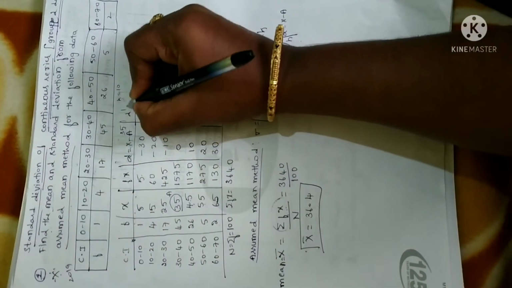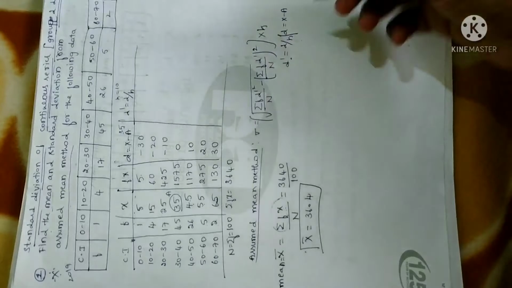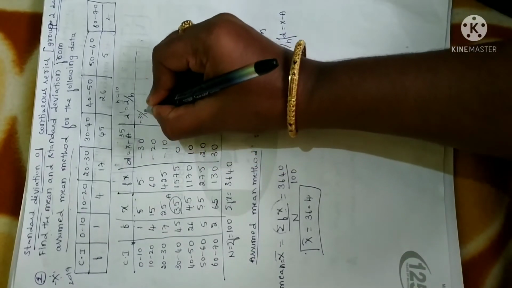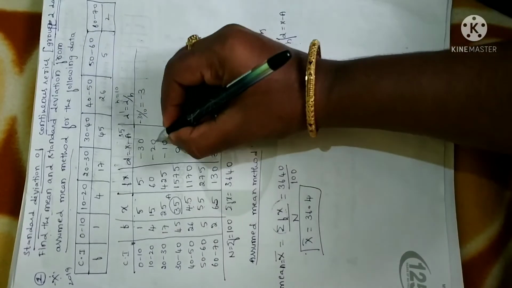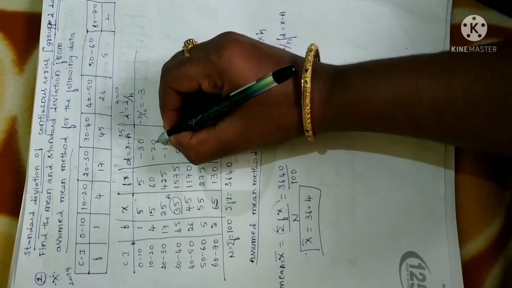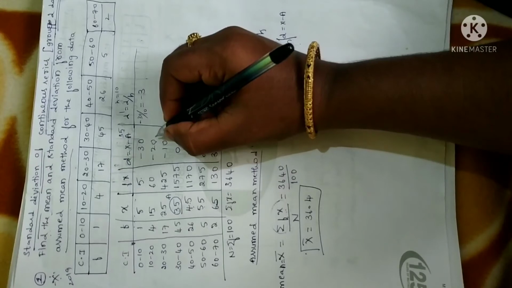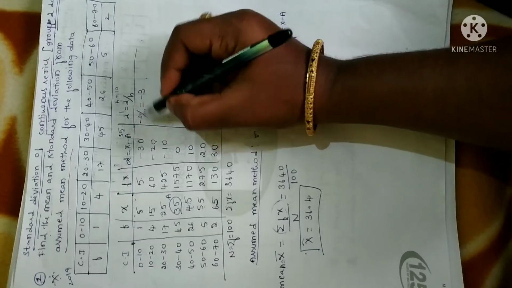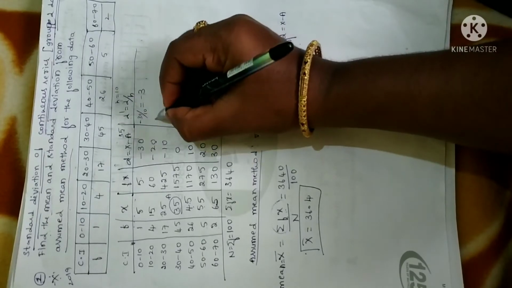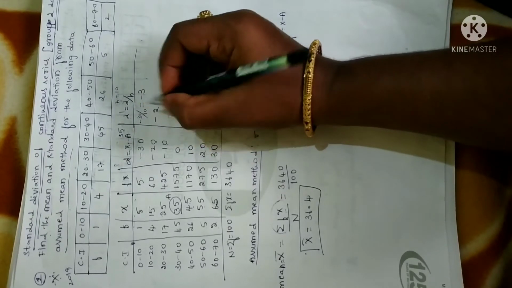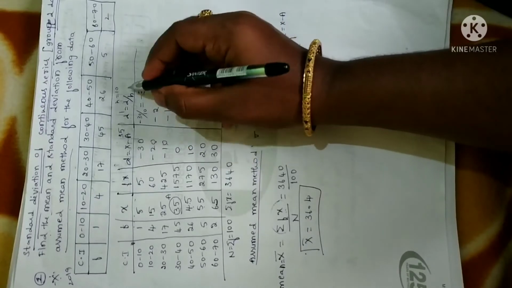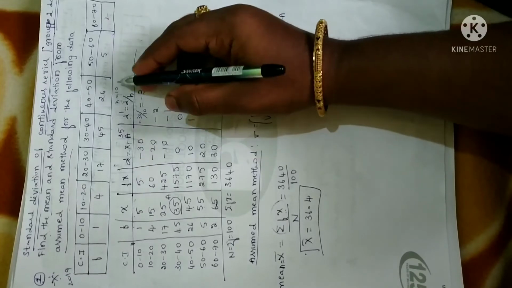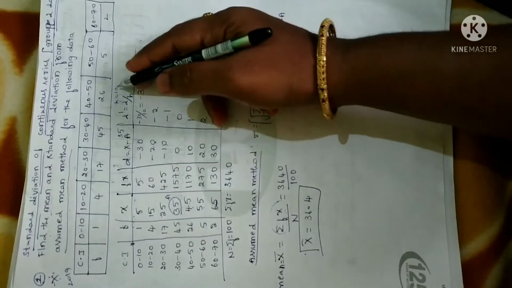I can calculate d dash by d divided by h using the formula. Now minus 30 divided by 10 will be minus 3. Whatever I am simplifying, I am clearly explaining. You just listen to the video properly so that you will understand well. d dash is d by h. So minus 20 divided by 10 is minus 2. Minus 10 divided by 10 is minus 1. 0 divided by 10 is 0. 10 divided by 10 is 1. 20 divided by 10 is 2. 30 divided by 10 is 3.